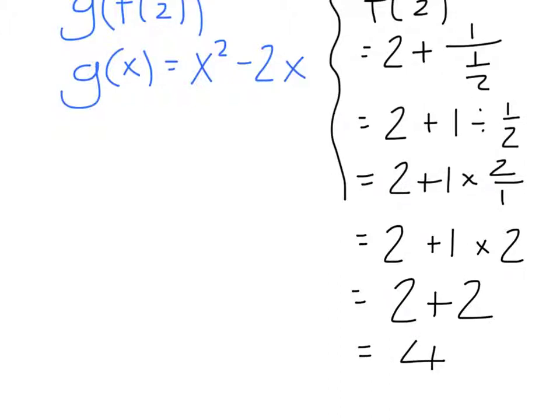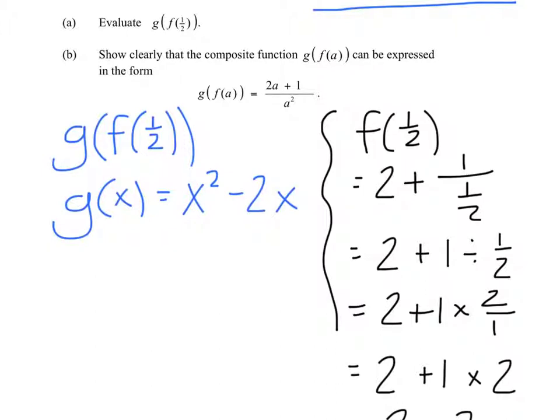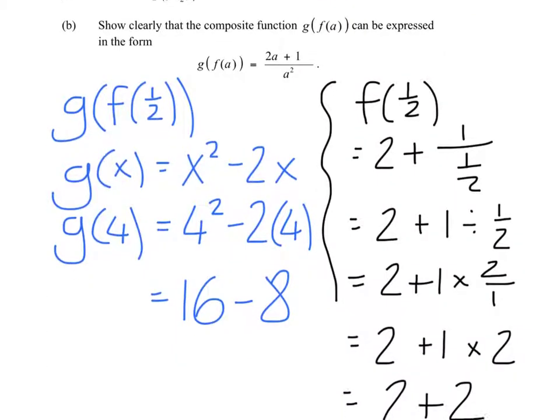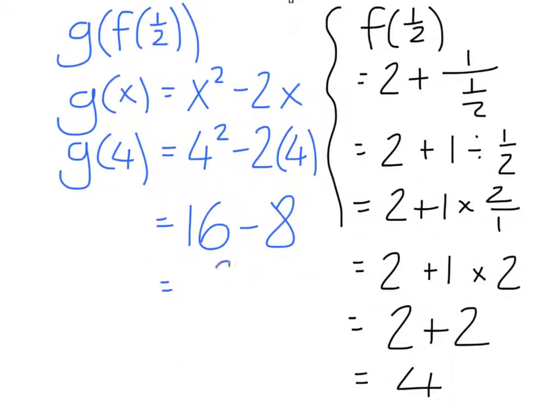So that means f of 1/2 is equal to 4, which means if we go back up here, what we're actually trying to work out, f of 1/2 is 4, so it's actually g of 4. So it's g of 4 we need to work out. So that means we have 4 squared minus 2 times 4. So that gives us 16 minus 8, which gives us 8. The answer to the first part.